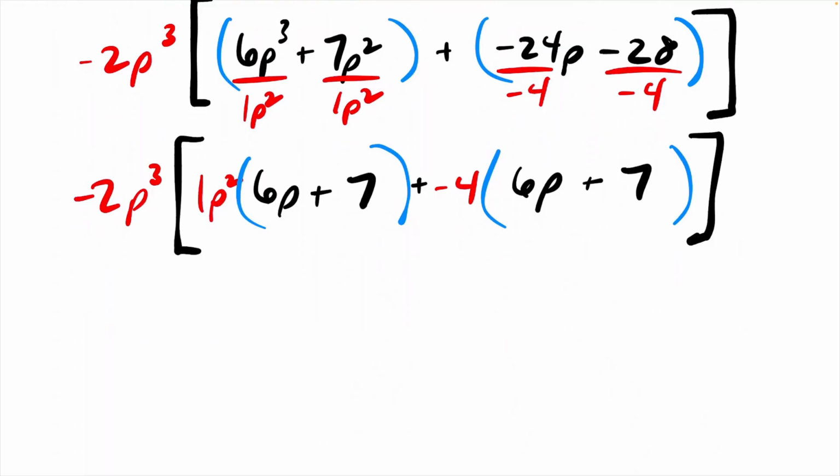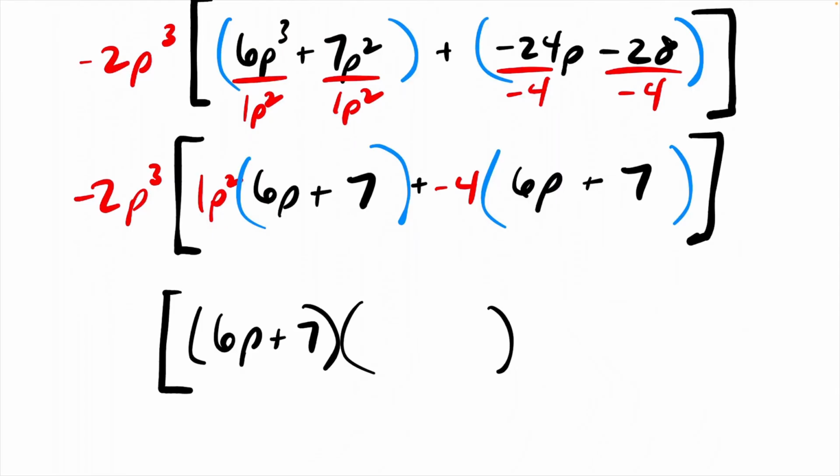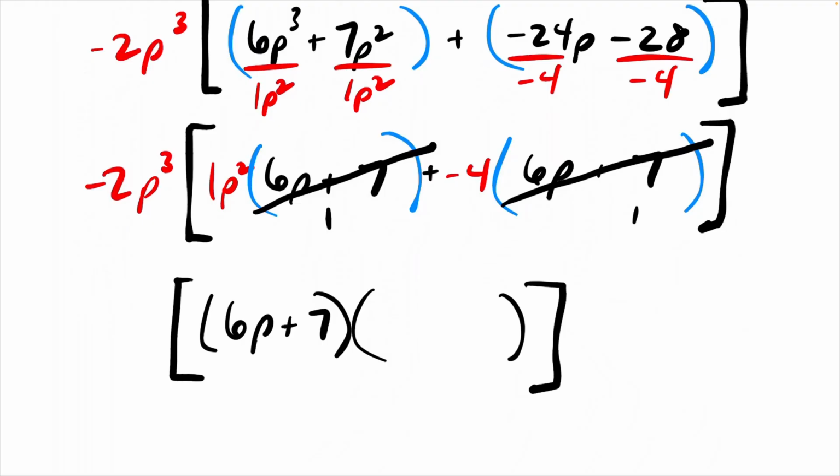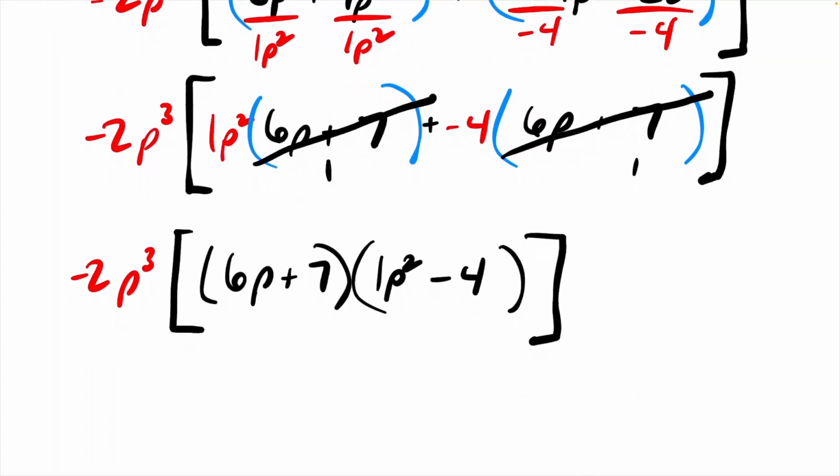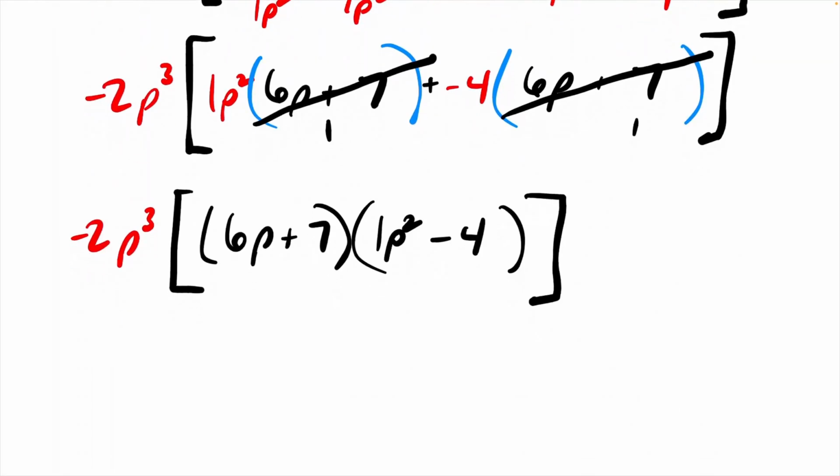Okay. We see double. 6p plus 7, and then write the leftovers. When I divide by 6p plus 7, what will the leftovers be? Minus 4, good. There will always be leftovers. Even if it's 1, there will always be leftovers. Okay? All right. That was step 5 and 6.